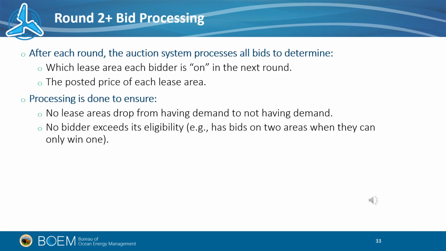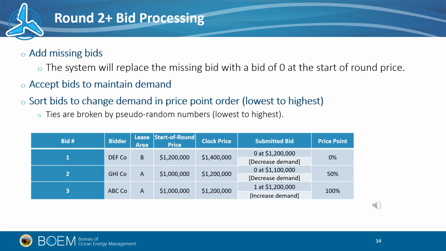After each round, the auction system processes all bids to determine the processed demands for all bidders and the posted prices for all the lease areas. The bid processing algorithm ensures that at least one bidder remains on each lease area for which there has been a bid in the auction. It also ensures that no bidder exceeds its bidding eligibility. During bid processing, the auction system will first replace any missing bids that bidders may have with a bid of 0 at the start of round price.